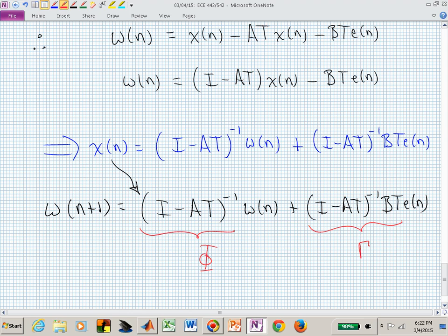Didn't I save you a little time on your homework? I just solved homework problem 5 for you. You guys helped me. Okay? Is it clear what we've done?